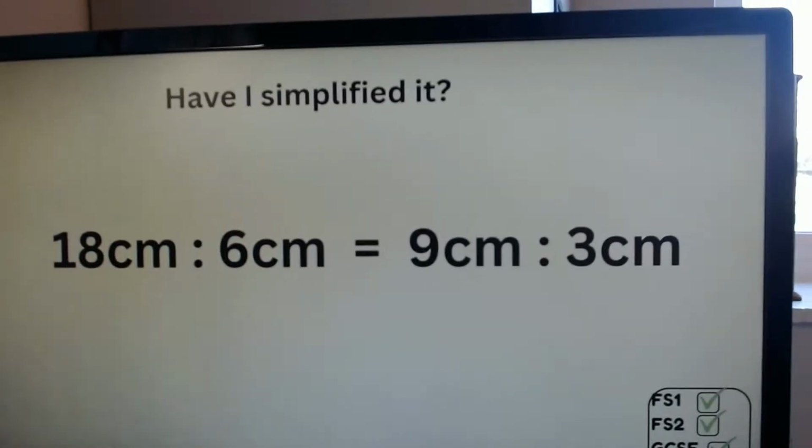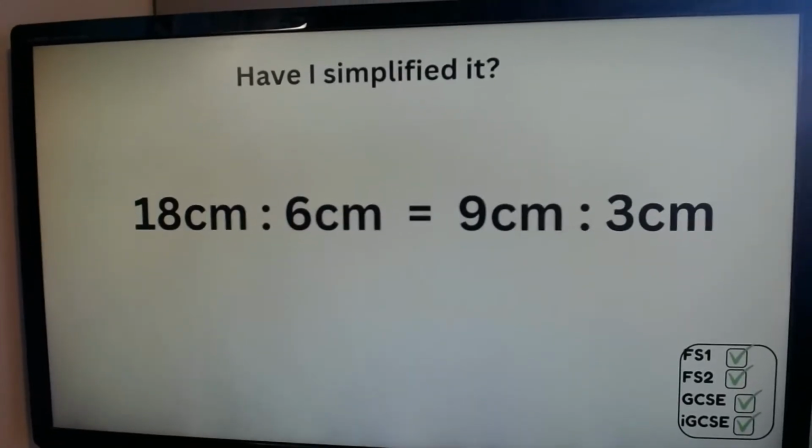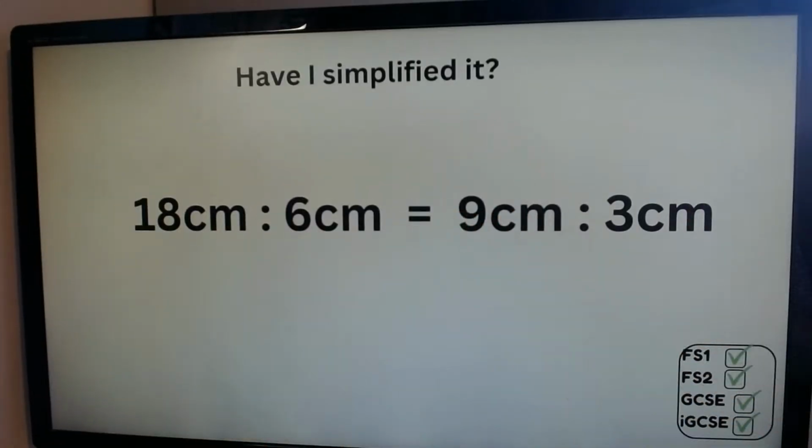Next one. Have I simplified this? So I've got 18 centimetres to 6 centimetres, and I've simplified that to 9 to 3 centimetres. Have I done that one correctly?